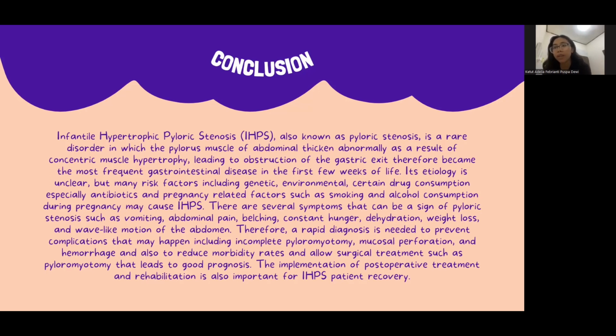A rapid diagnosis is needed to prevent complications that might happen, including incomplete pyloromyotomy, mucosal perforation, and hemorrhage, and also to reduce morbidity rates and allow surgical treatments such as pyloromyotomy that lead to a good prognosis. The implementation of post-operative treatment and rehabilitation is also important for IHPS patient recovery.